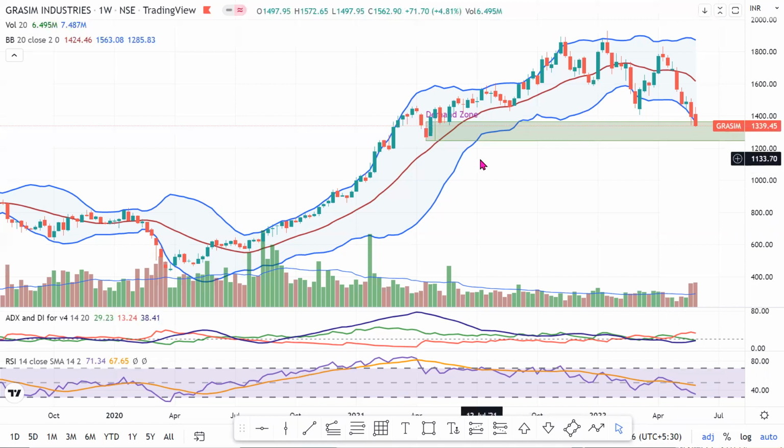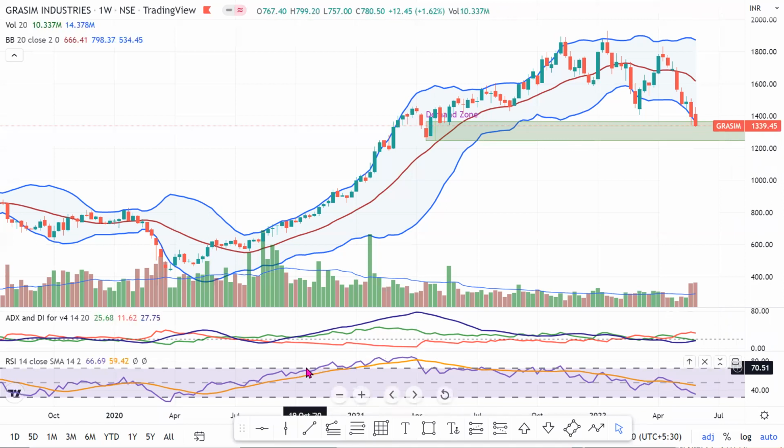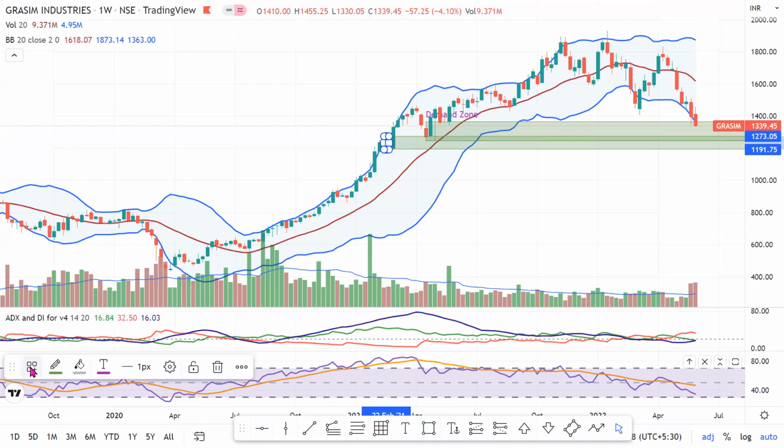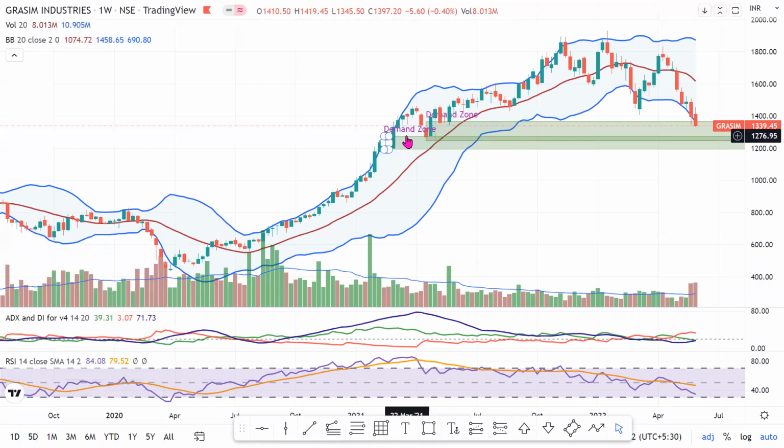Because if it goes down further, then it can go in a very bad way up to these levels. So the next demand zone is here, which is at 1250, 1260. So this is a level to which it can move downwards if it is actually going down.